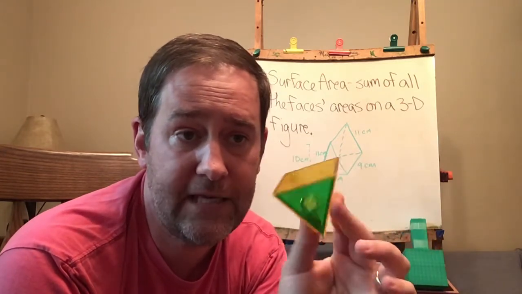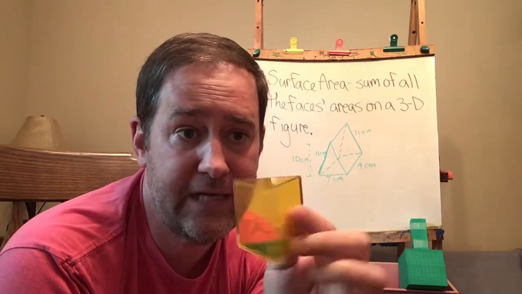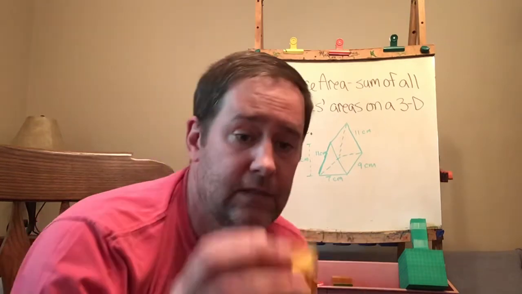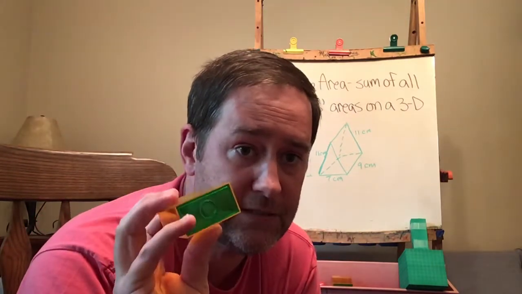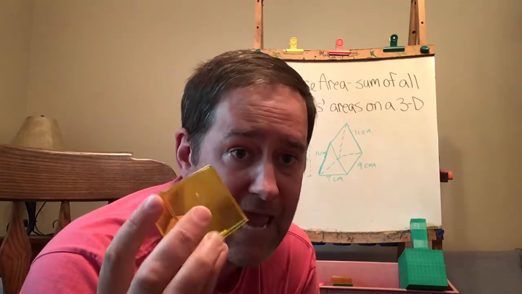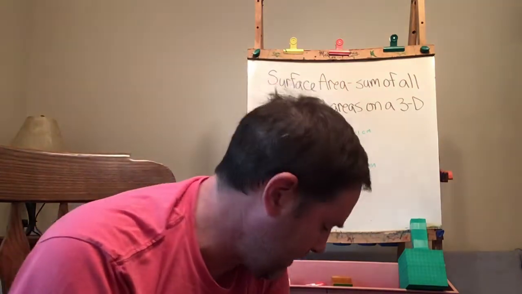Okay, so a triangular prism has two bases that are triangles and three faces that are rectangles. A rectangular prism has, like we've already been looking at, two bases and four more faces that are all rectangles, though some could be better classified as squares.